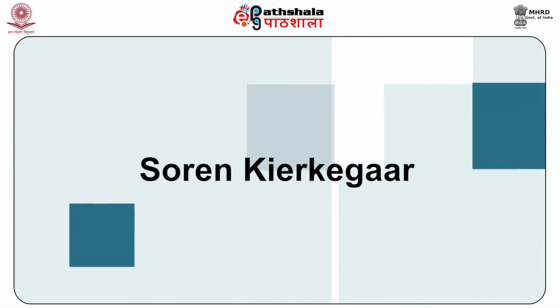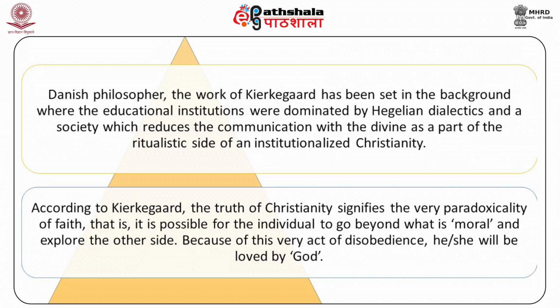Søren Kierkegaard. Danish philosopher Kierkegaard's work takes place against the background of an academia dominated by Hegelian dialectics and a society which reduces the communication with the divine to the everyday observance of the ritualistic side of an institutionalized Christianity. For Kierkegaard, the truth of Christianity signifies the very paradoxicality of faith, that is, that it is possible for the individual to go beyond the ethical and because of this very act of disobedience to be loved by God.